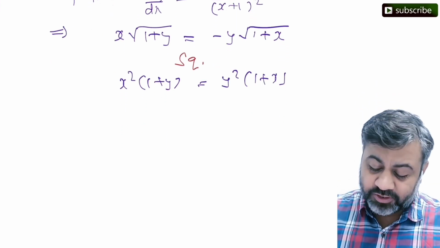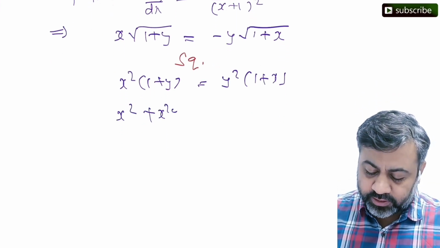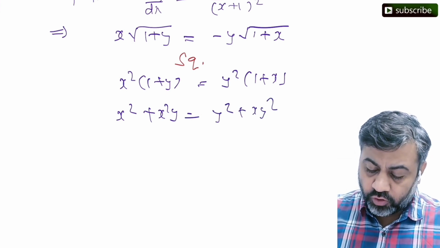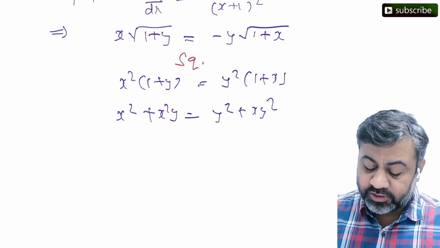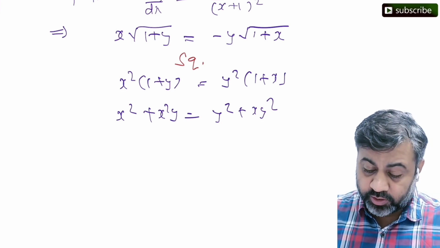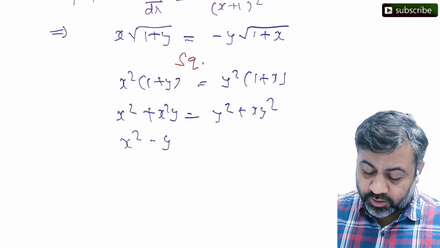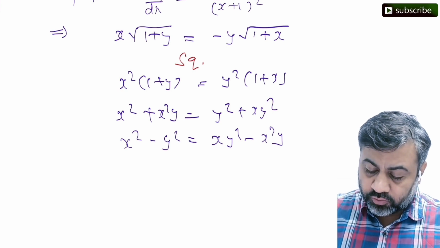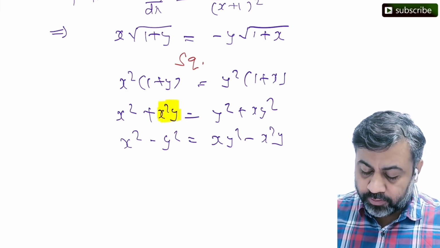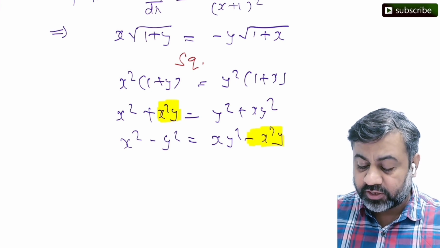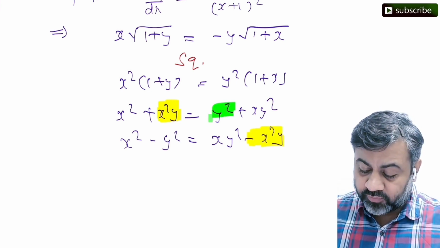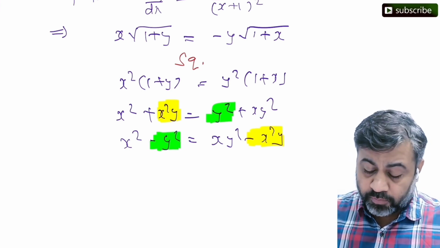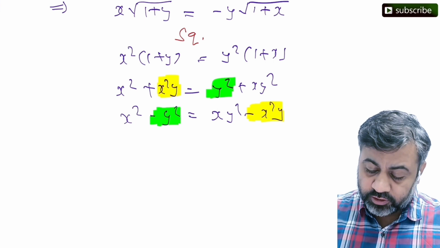Okay, observe how I am simplifying. So this is x square plus x square y. This is y square plus x y square. And if you observe, I'm just trying to take all square terms together. So if I do this, I get x square minus y square equal to x y square minus x square y. So what I did is I just took x square y on the other side, it became minus x square y, and I took plus y square on the other side, we got minus y square. Okay. Now we just need to simplify this, but how we simplify this is very important.